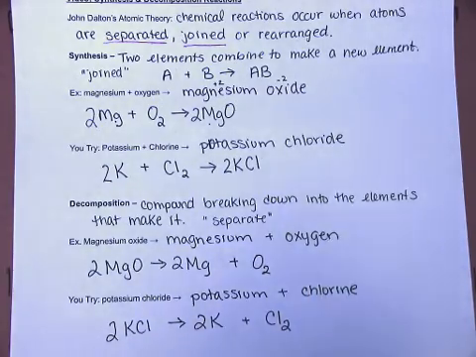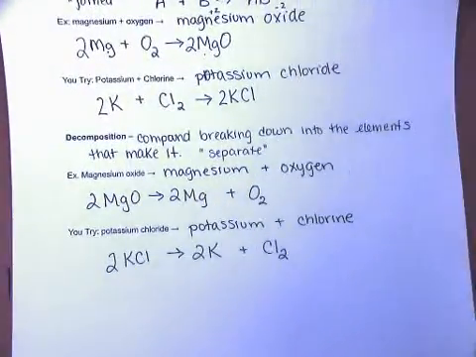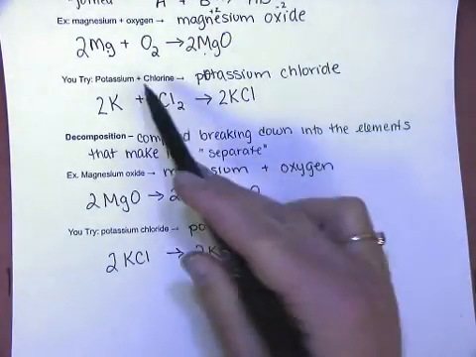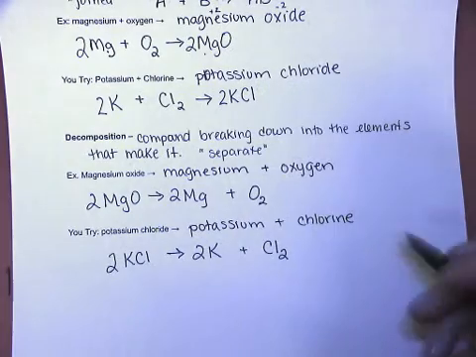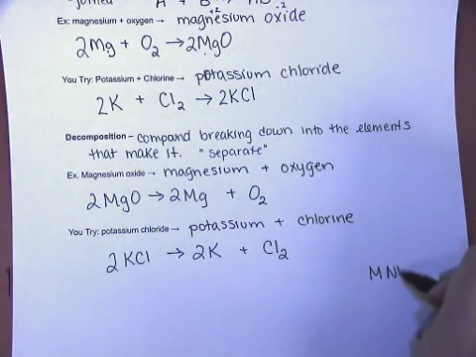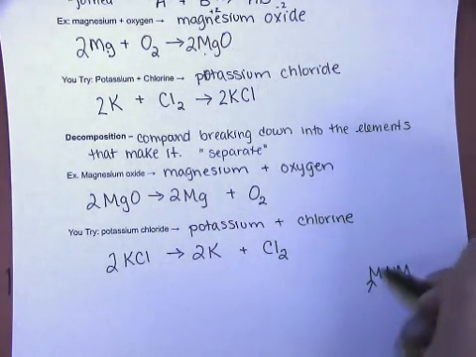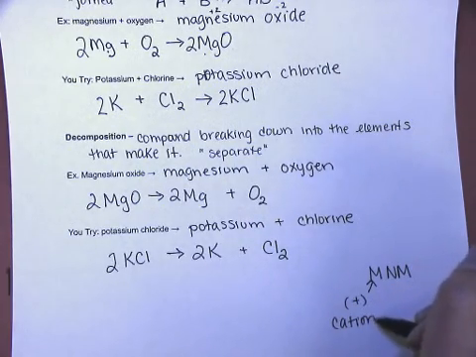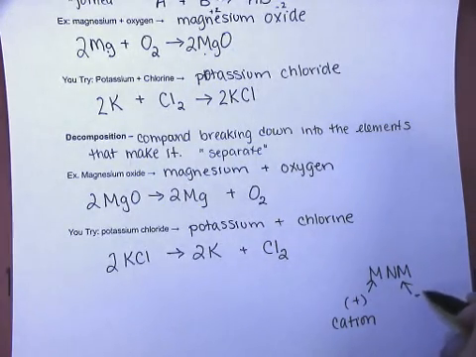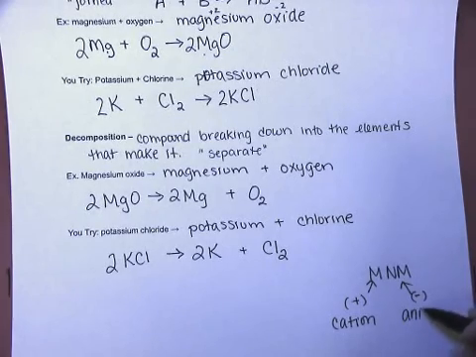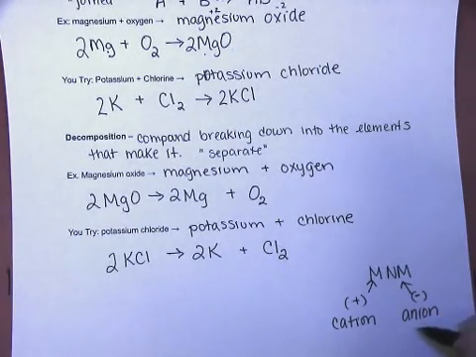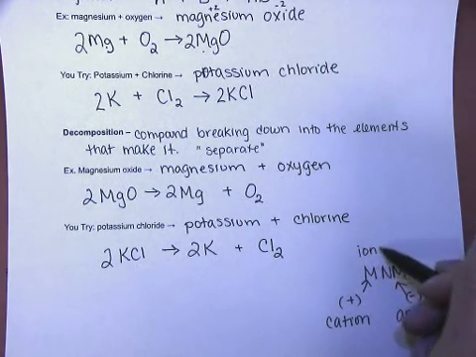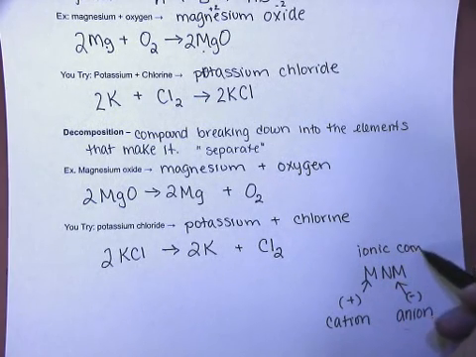So remember, when we're writing compounds, when a nonmetal and a metal are reacted together, they make that ionic compound of the metal and nonmetal. Remember that a metal is positively charged, which is a cation, and a nonmetal takes on a negative charge and is an anion. Anions always come last, cations always come first for that ionic compound.